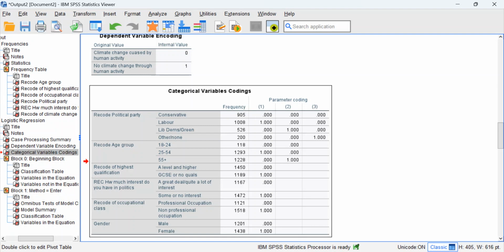And if we look at what happens to our political party, which actually has four categories, again, the reference category here is Conservative, and we're going to be looking at whether Labour supporters are more likely or less likely to believe that climate change is happening compared to Conservatives, whether Liberal Democrats or Greens are more or less likely to believe that climate change is happening compared to Conservatives, or finally whether other or people with no political interest are more likely or less likely to believe that climate change is happening compared to Conservative voters.